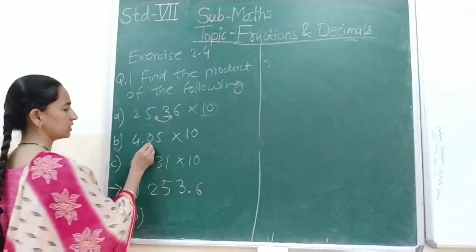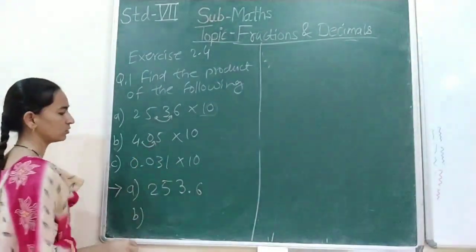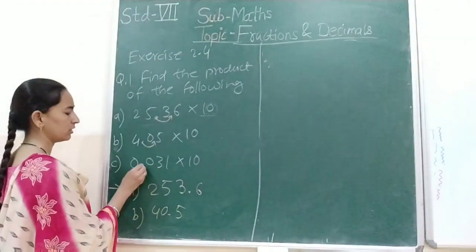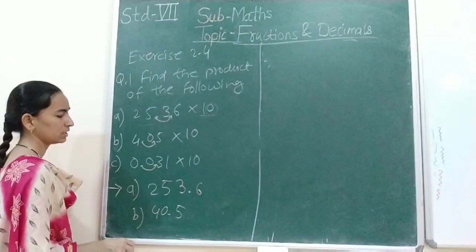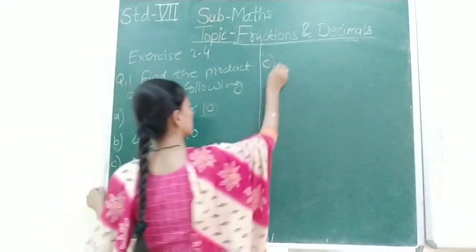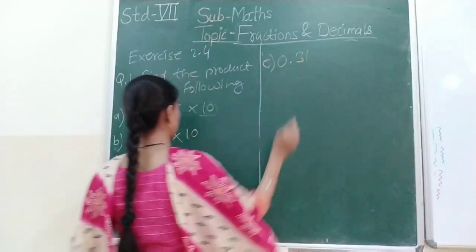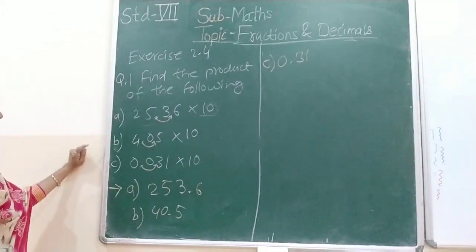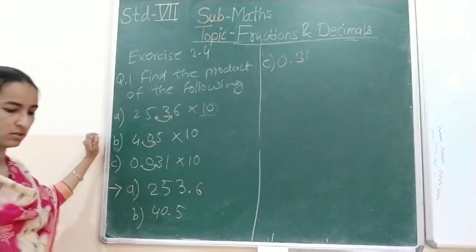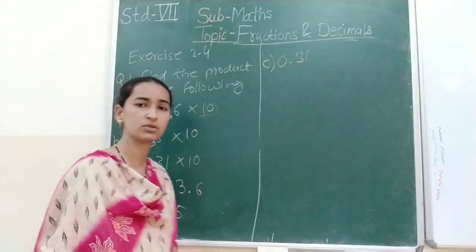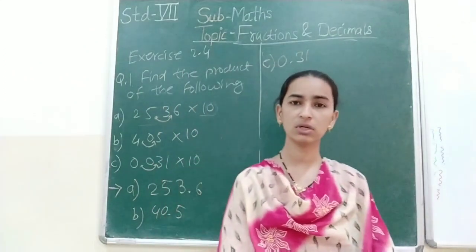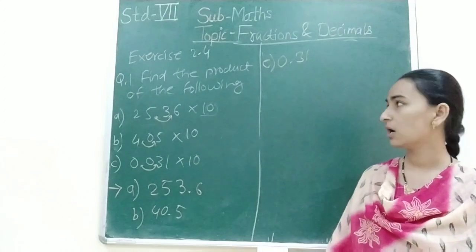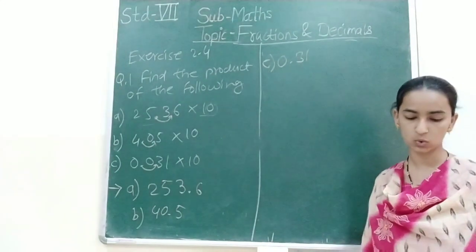Answer for B, shift the point to the right. 40.5. Now for third, shift the point here. That means for third, answer is 0.31. Okay? Understand? First type of question, product. In that the questions are for 100 also, for 1000 also, for 10,000 also. You can do that because it is very easy. Okay, students? Now I will take the question number 2.